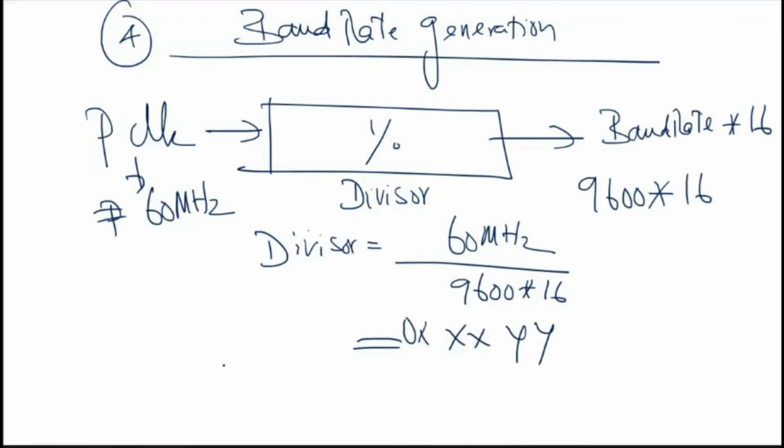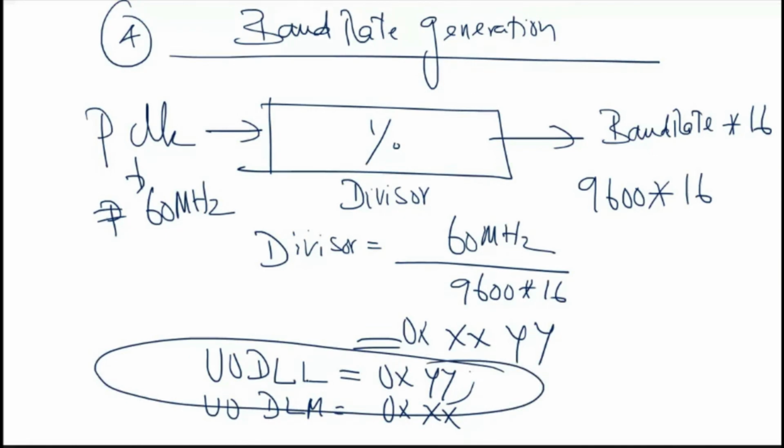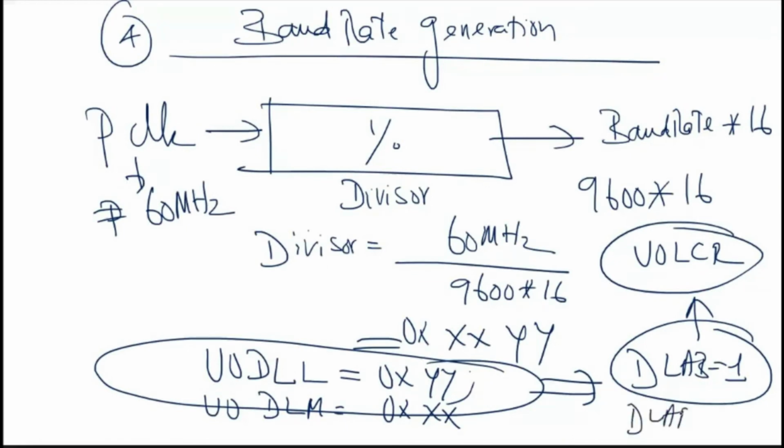Therefore, UART0 divisor latch LSB equals hexadecimal YY. UART0 divisor latch MSB is equal to hexadecimal XX. In order to write these two values into DLL and DLM, it is necessary that your DLAB bit should be equal to 1. Where will you set this bit? UART0 line control register. If the DLAB bit is equal to 0, you can no longer write any value here. So that is an important thing.